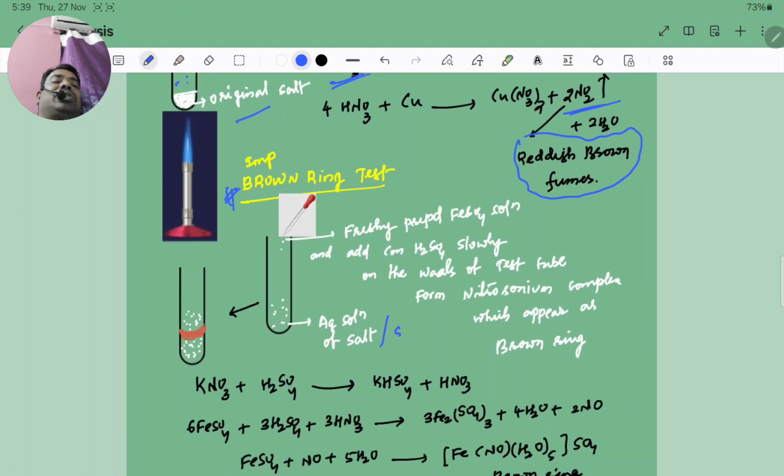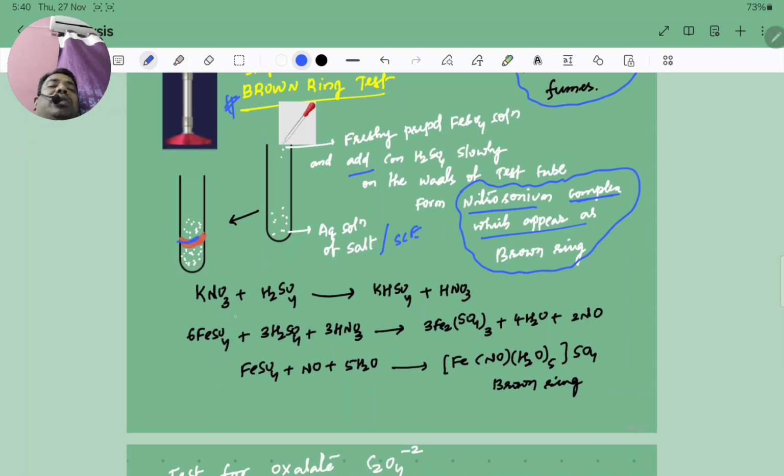Take aqueous solution, salt solution, or you can take sodium carbonate extract, right? First add freshly prepared FeSO4 solution and add concentrated H2SO4 slowly on the walls of the test tube, right, it forms a nitroso complex. During the reaction this complex appears as a brown ring in the test tube, which indicates the formation of a brown ring test, student, so which confirms that the compound contains nitrate ion, right?